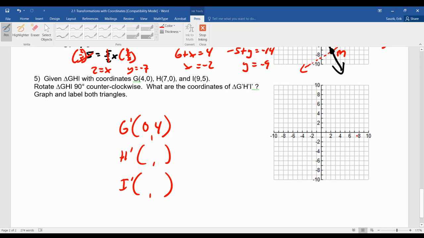There's H, 7, 0. So if I go 90 degrees, I'm going to be up there. That would be 0, 7. And then this one here, 9, 5 would be in quadrant 1. If we go 90 degrees counterclockwise, we're going to end up in quadrant 2. So you flip these, and then you think in quadrant 2, X is negative. So you're all set.